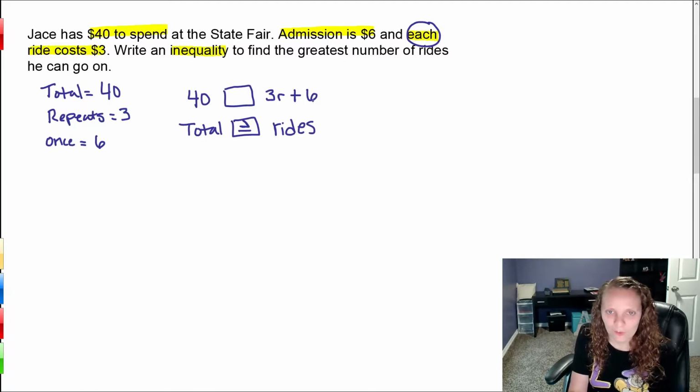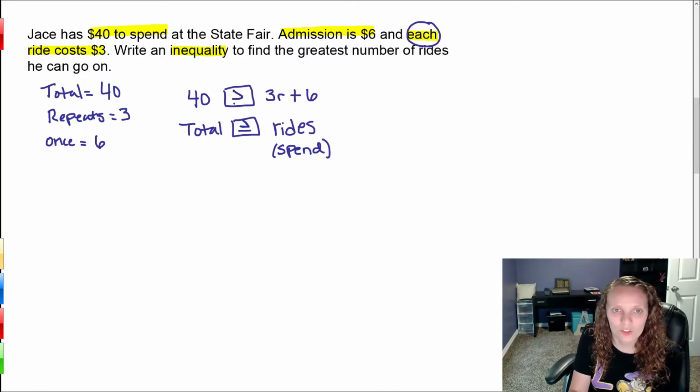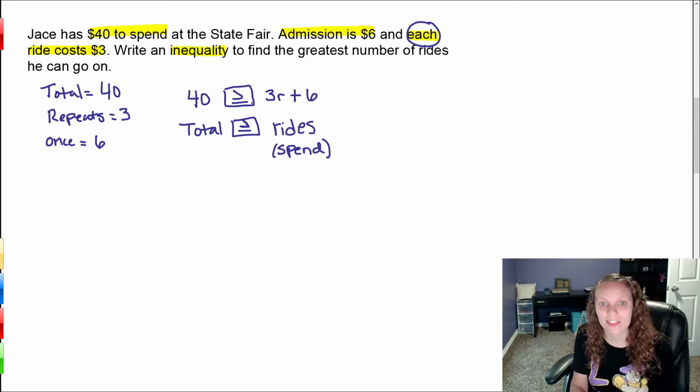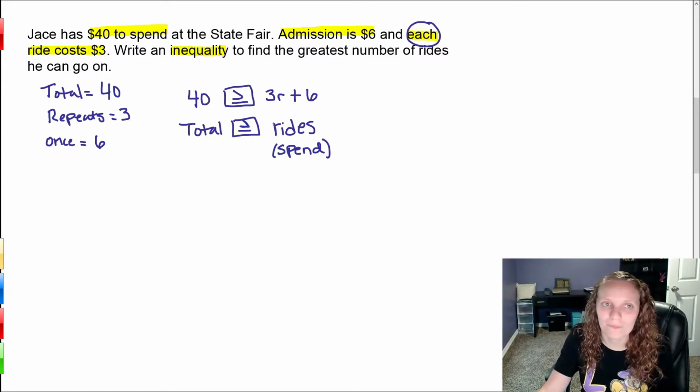And again, the rides and what you spend can't be greater than your total money. So it's going to face the other way, but you could also spend exactly $40. So that's why we put the line underneath it.